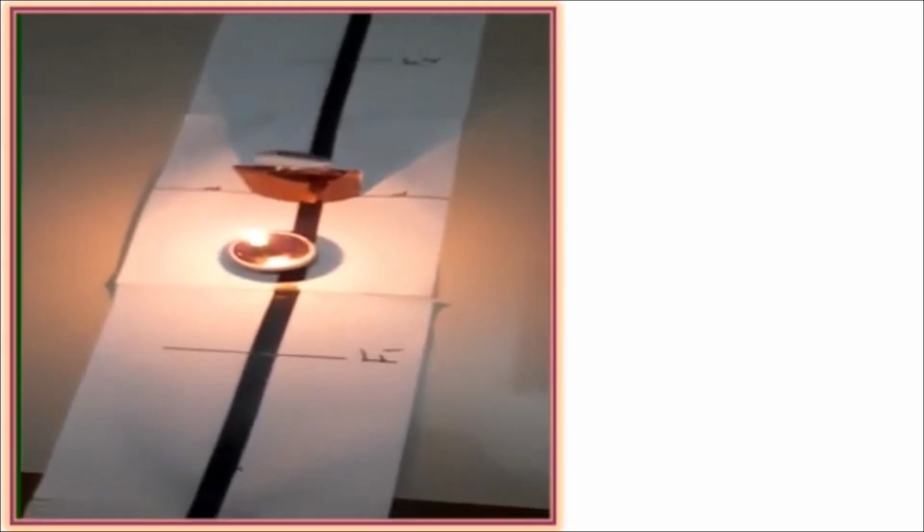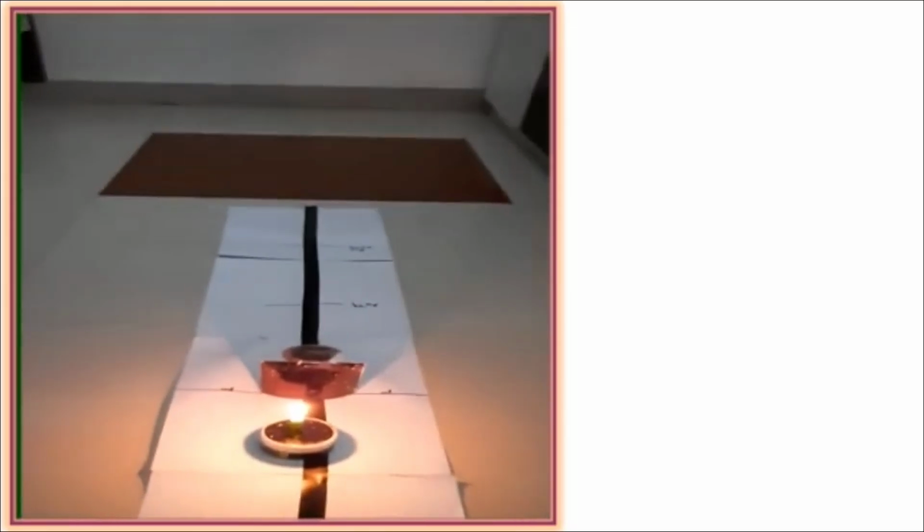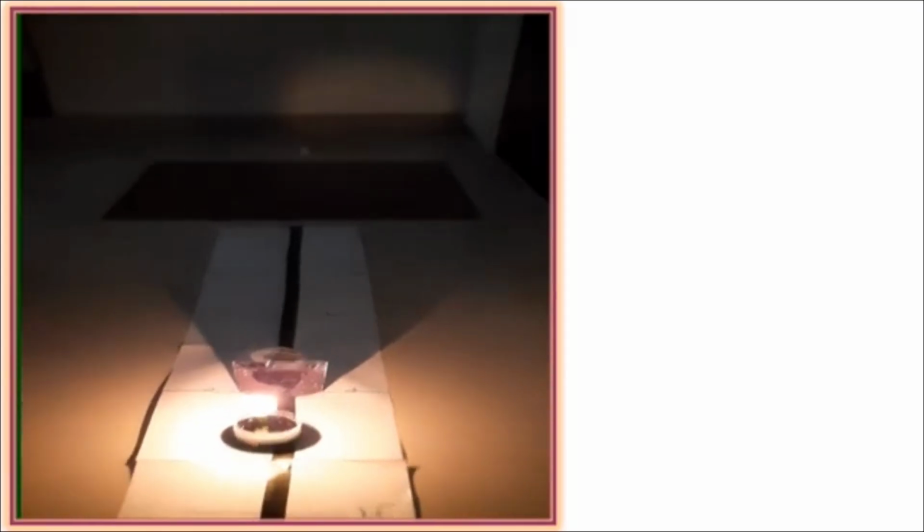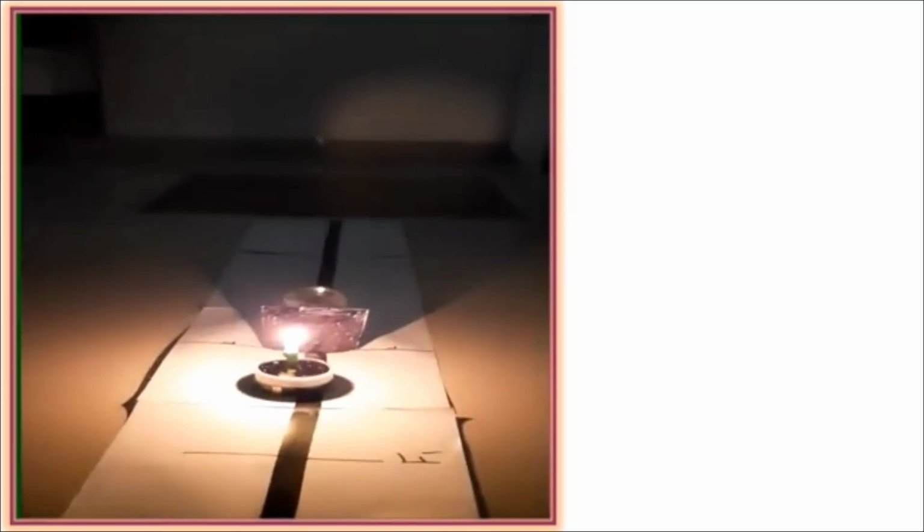Now our object is kept between f1 and O. O means the optical center of the lens, and this is the position very near to the lens. In this situation, no real image will be formed. As we see, on the screen also, no real image is being formed. Only the light of the candle is being observed, but an image is not being formed like in other cases, and only a virtual image will be obtained which cannot be taken on the screen.